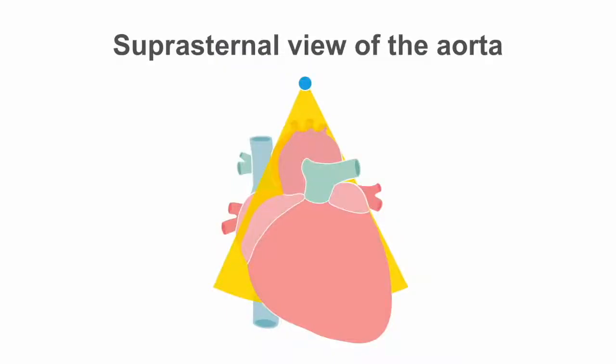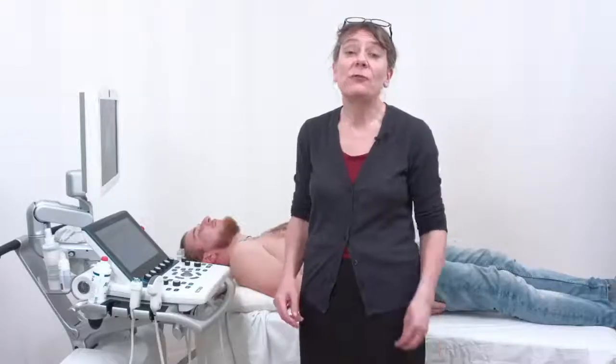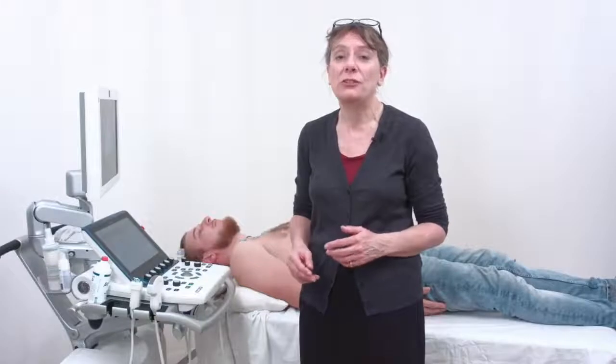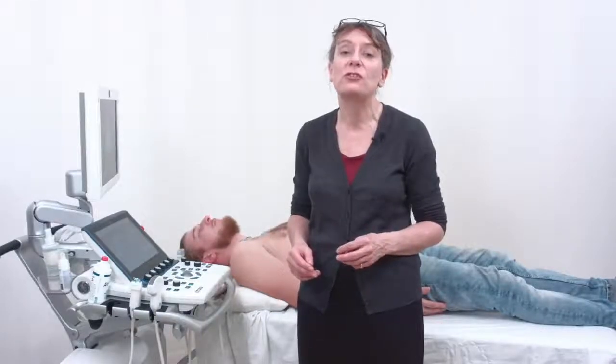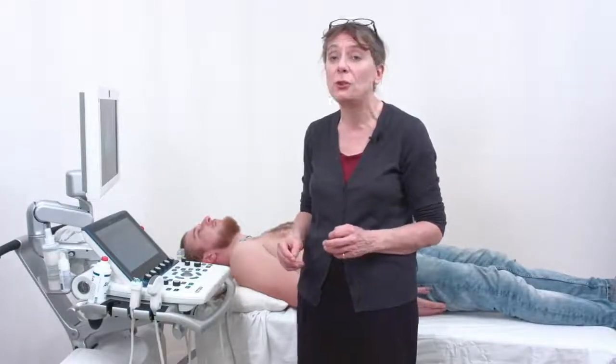This shows where the suprasternal view of the aorta is taken. So the probe is up here now, and we're scanning through the aortic arch and the vessels, and then on to the heart beneath. So this is another view where we need to alter the position of our patient slightly, because we're going to scan suprasternally from the suprasternal notch.